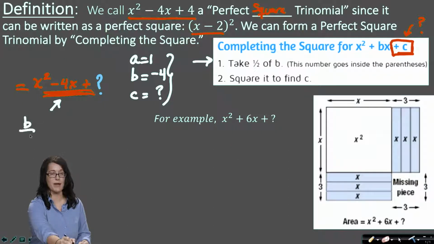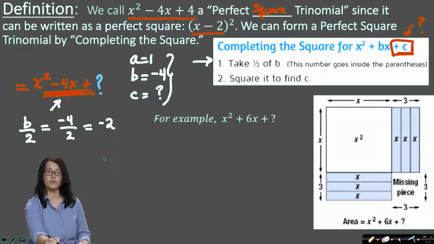So if I take b and cut it in half, that's really negative 4 cut in half. If you want to multiply it by half, that's the same thing. That's dividing by 2, isn't it? So you get negative 2. Okay, great. What does that mean to me? Well, that means I'm going to go to step 2 now, and I'm going to square that number, and that will magically become the constant that I want.